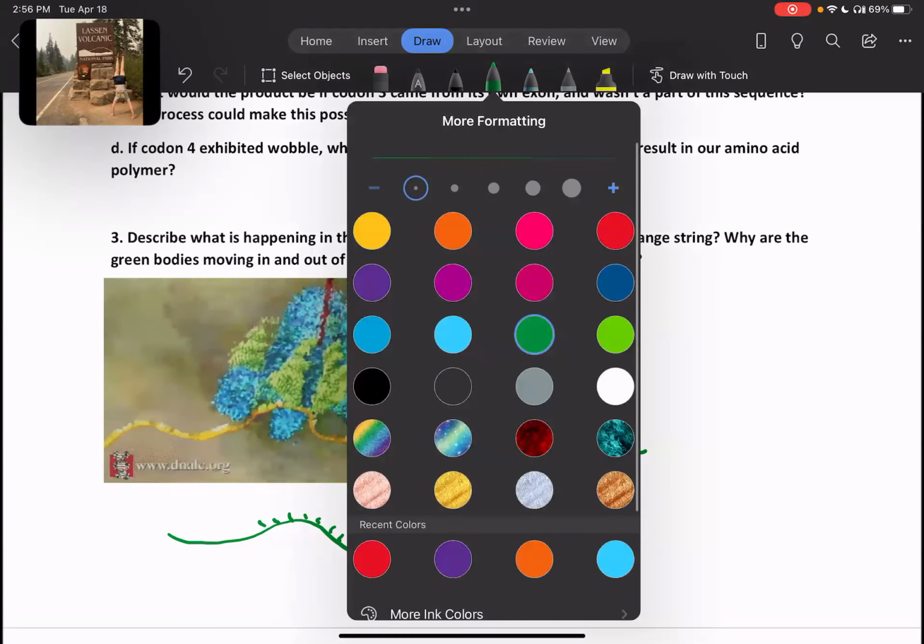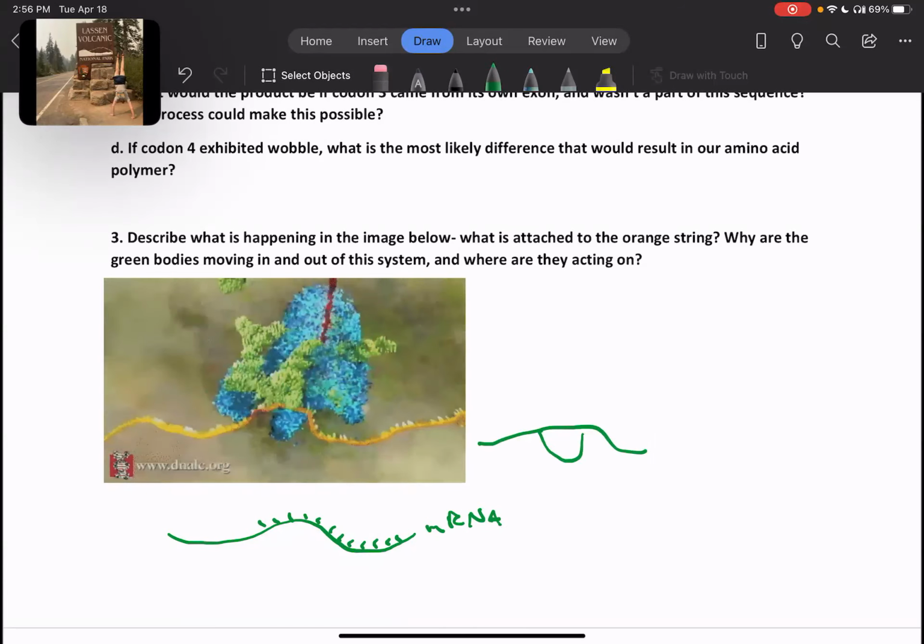I should probably switch colors. I'm being a menace, I'm sorry.